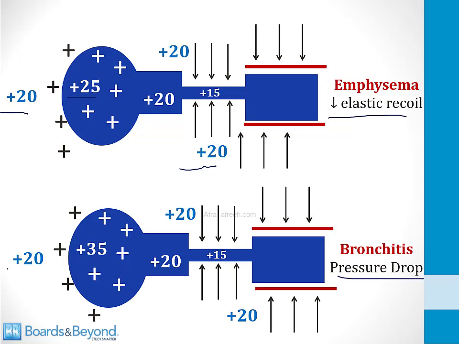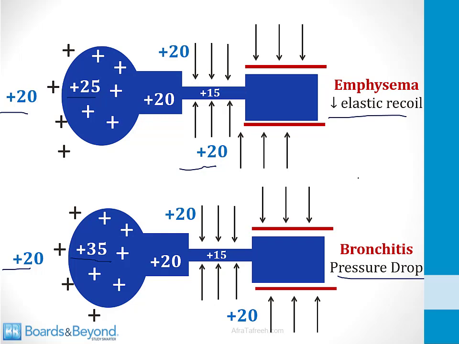In bronchitis, what happens is there's more pressure drop compared to normal because of obstruction to airflow. So let's look at this example of plus 20 in the pleural space. We still have our elastic recoil intact, so we generate a pressure of plus 35 in the alveolus. But because the walls of the bronchioles and the bronchi are inflamed, there's more pressure drop as airflow moves out of the lungs. So instead of going to plus 20 and plus 15 at a point in the cartilaginous airways, we reach that point early, and therefore we have collapse of the lungs.